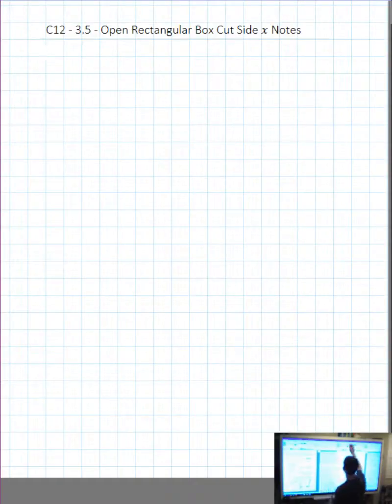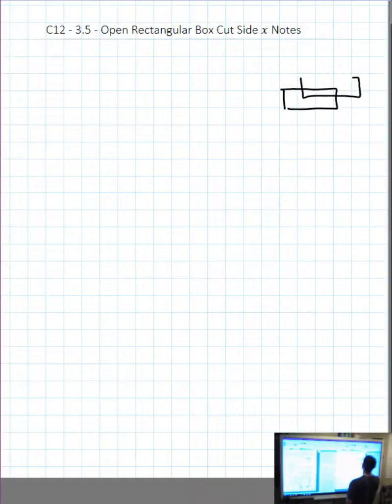Okay, let's take a look at another word problem. An open top rectangular box. I'm just going to start by sketching that open top rectangular box: two rectangles, connect all the corners, and I'm going to shade the top because it's open. By cutting equal integer lengths from each corner of a 12 centimeter by 15 centimeter piece of cardboard.